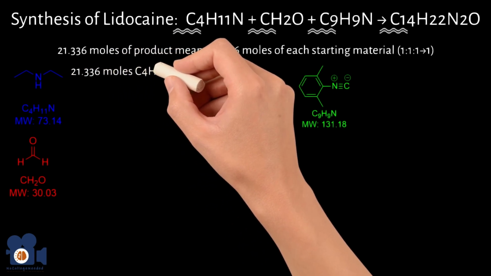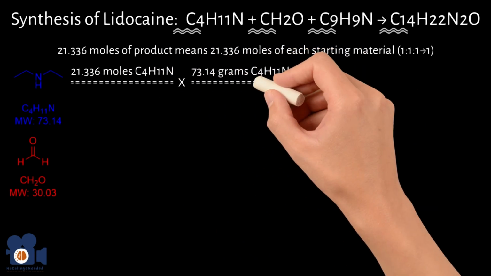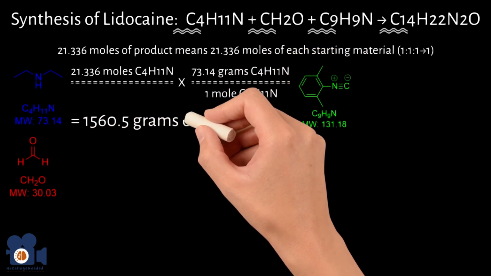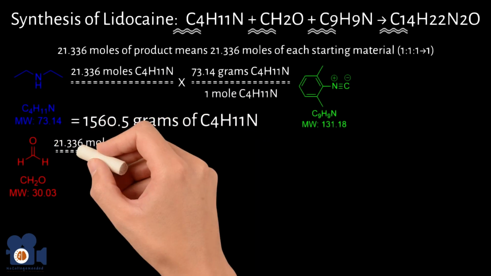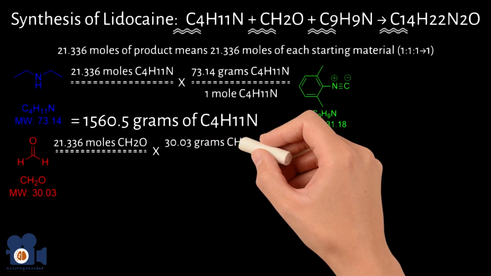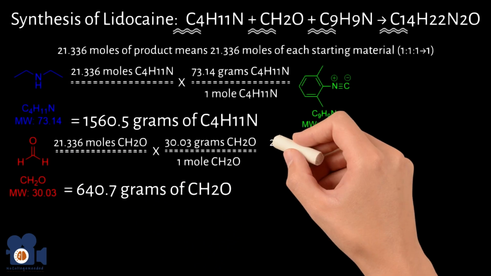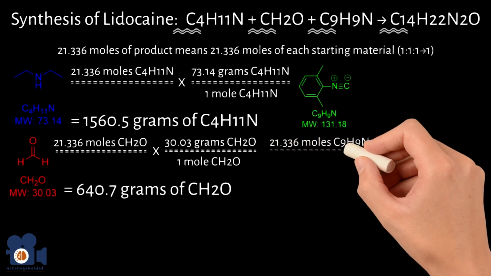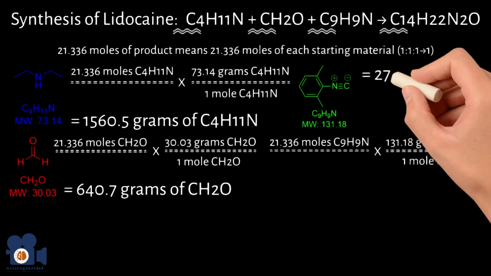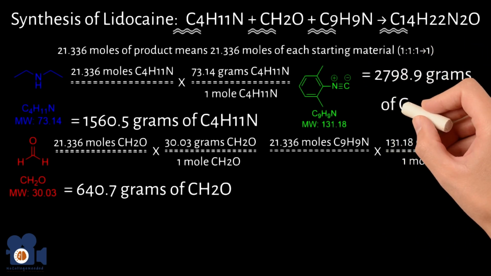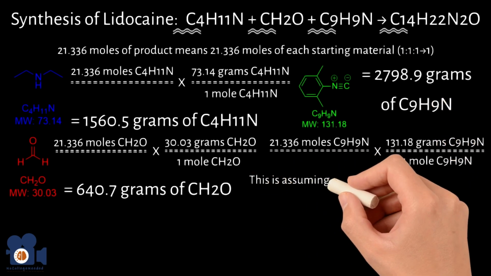21.336 moles of C4H11N times 73.14 grams of C4H11N equals 160.5 grams of C4H11N. 21.336 moles of CH2O times 30.03 grams of CH2O equals 640.7 grams of CH2O. 21.336 moles of C9H9N times 131.18 grams of C9H9N equals 2798.9 grams of C9H9N.